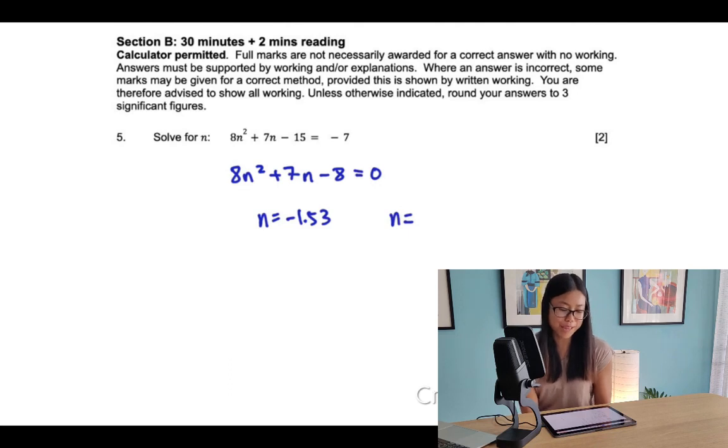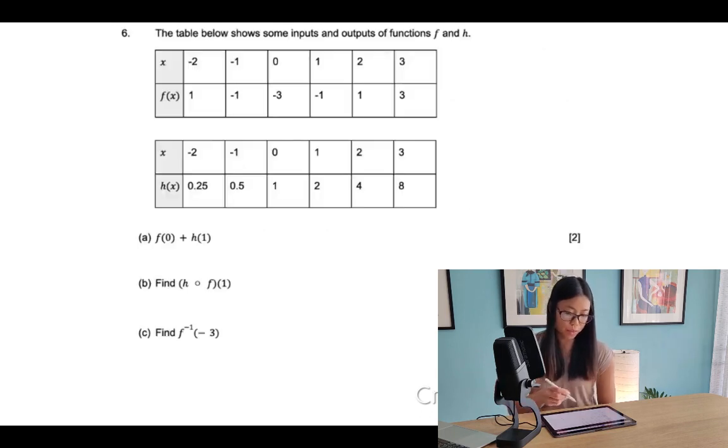The table below shows some inputs and outputs of functions f and h. In question 6a, we're asked to find f of 0 plus h of 1. In order to find f of 0, I look at the table that represents function f, look for the input value of 0, and then write down the corresponding output value. To find h of 1, I look at the table representing the h function, look for the input value of 1, and write down the corresponding y value, the output value. From here, we simplify. Negative 3 plus 2 is minus 1.